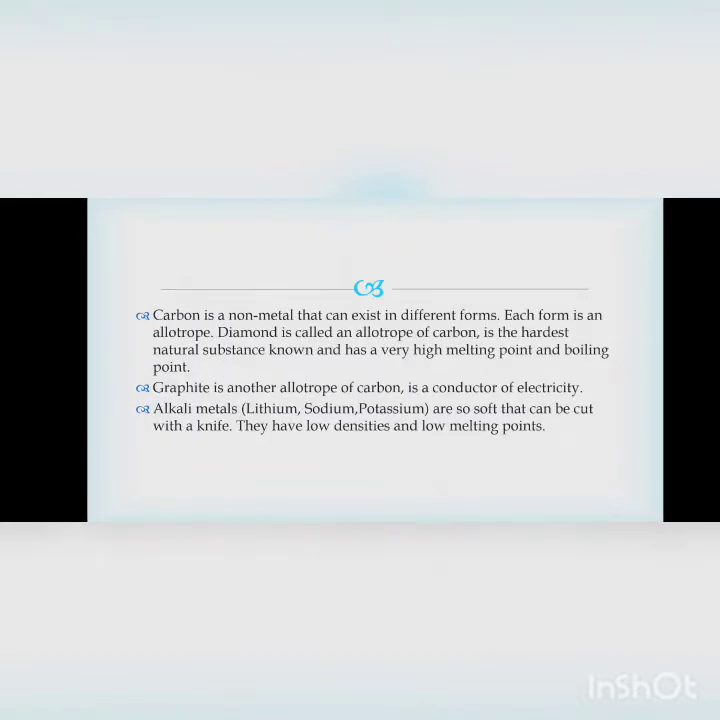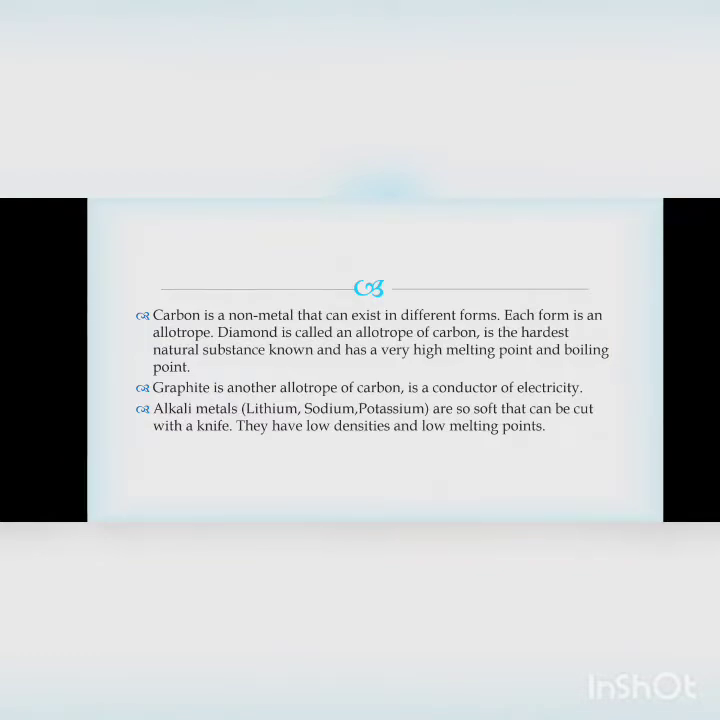Carbon is a non-metal that can exist in different forms, that is allotropic forms. Each form is an allotrope. Diamond is an allotrope of carbon, which is the hardest substance known and has got a very high melting and boiling point. Graphite is another allotrope of carbon, which is a good conductor of electricity.